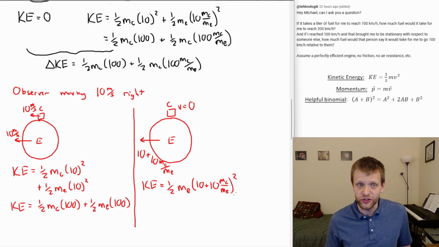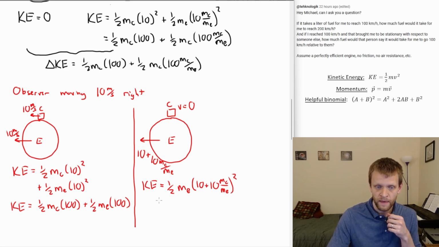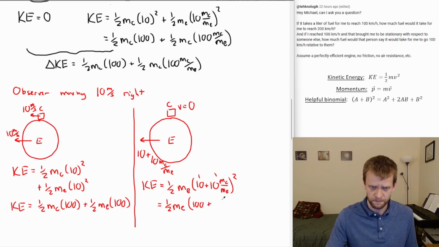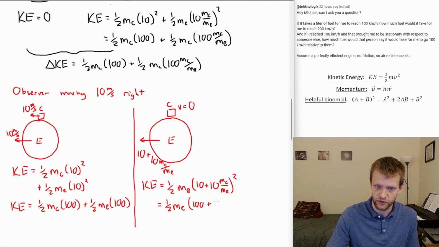Here's the first point where we have to use that helpful binomial theorem. Because I can expand this out to say 1/2 times the mass of the Earth times, well, we square the first term, so we get 100. We get 2 times this term times this term. So that's going to be 2 times 10 mass of car over mass of Earth, so this is going to be 200 times the mass of the car over the mass of the Earth. And then this last term squared, so plus 100 mass of the car squared over the mass of the Earth squared.